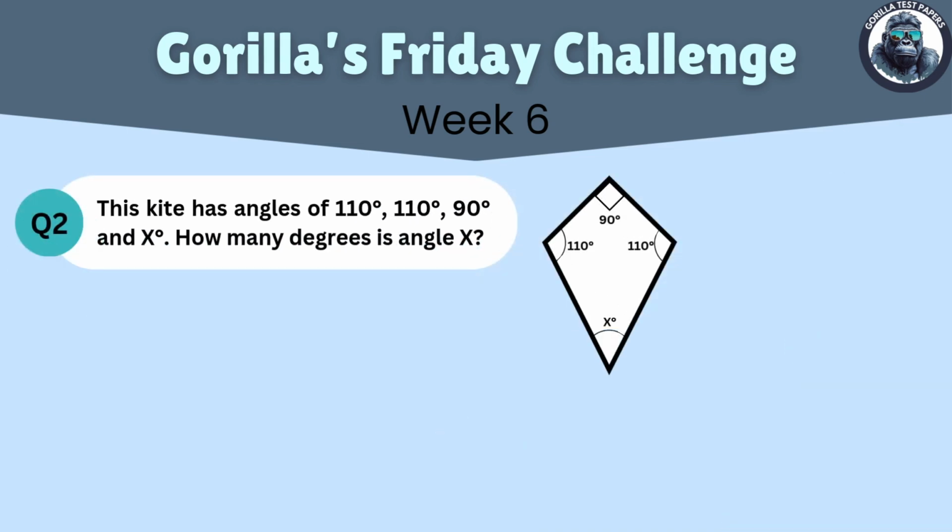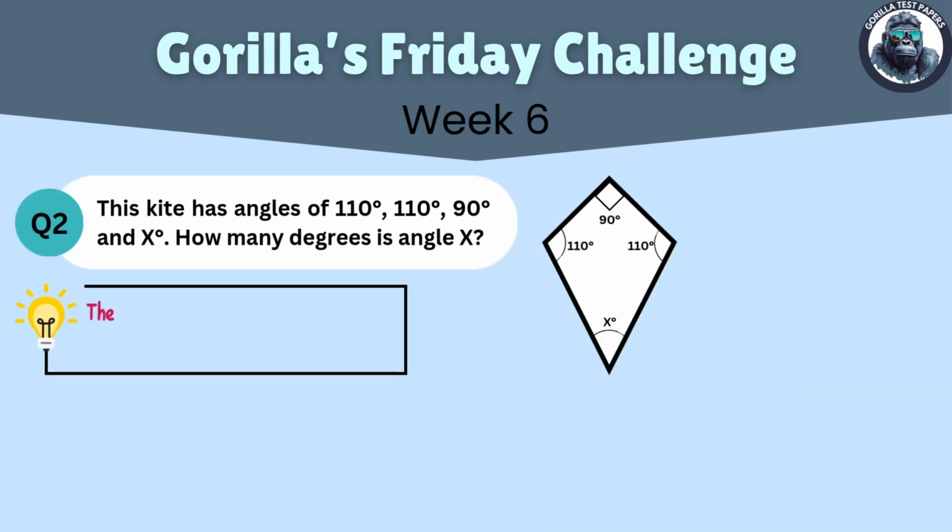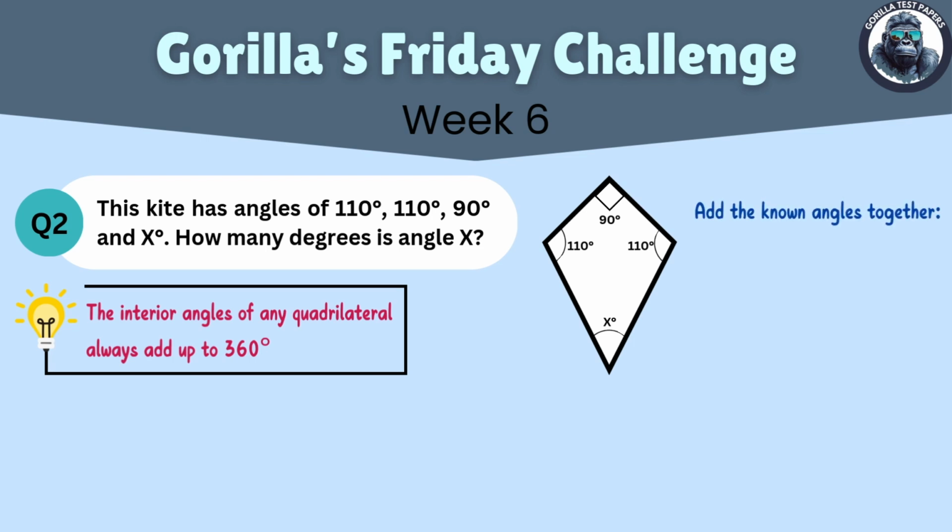This question introduces the first learning point of the week, which is that the interior angles of any quadrilateral always add up to 360 degrees. This is a very important learning point to remember. So first of all, we will add the known angles together. So we do 110 degrees plus 110 degrees plus 90 degrees, which gives us 310 degrees.